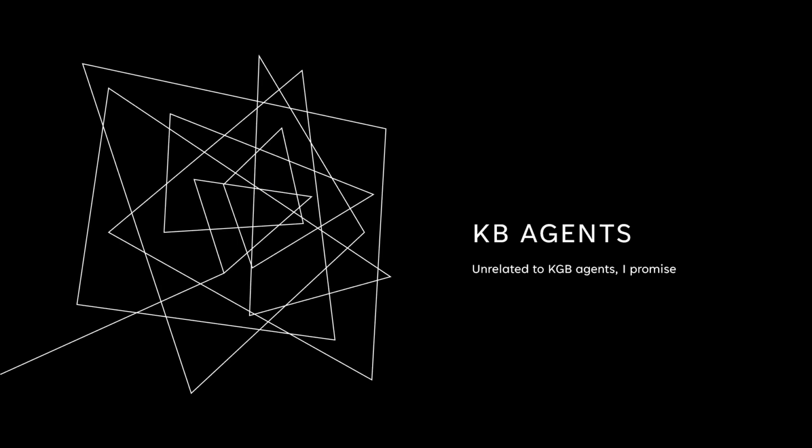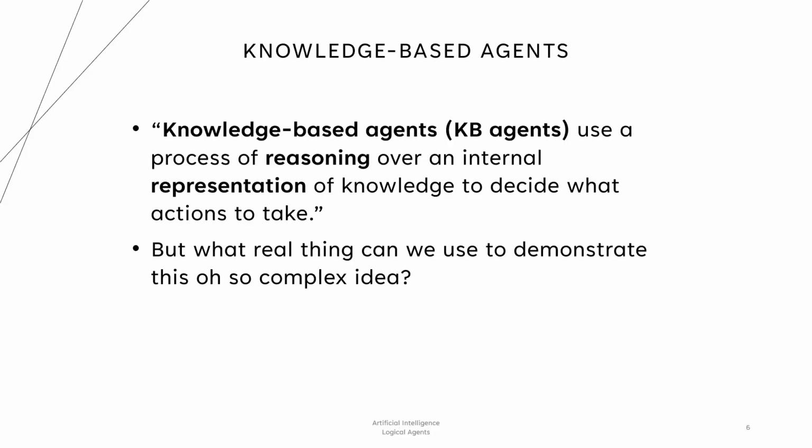So our first topic is KB agents. These are knowledge-based agents, and they use a process of reasoning over an internal representation of knowledge to decide what actions to take. So basically, you give them a real-world scenario. They construct a representation of that real-world scenario on the inside. You feed them information from their environment in a language they can understand, and then they use some logic to give you actions that they can take in a language that they understand. So it's kind of like a simulation.